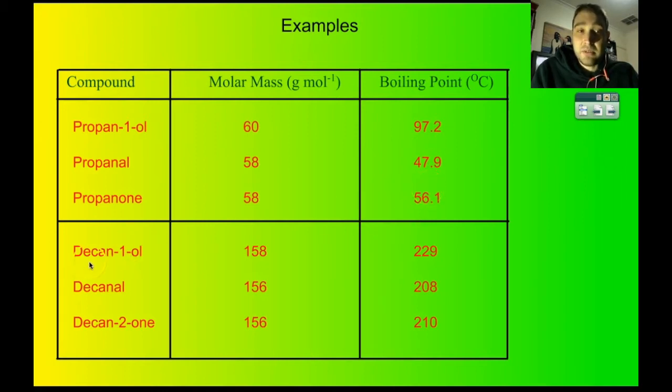If we have a look, here we're adding a lot more carbons in, so we're up to 10 carbons: decan-1-ol, decanal, and decan-2-one. Again, the molar mass is similar. The increase in boiling point isn't as significant though, because once we're starting to get this long, the number of carbons in the chain and the dispersion forces acting between the chains is going to have a much greater effect than the simple polarity of the hydroxyl group at the end compared to the aldehyde and ketone's carbonyl group. So there's only a 19 degree-ish, 20 degree-ish difference between these.